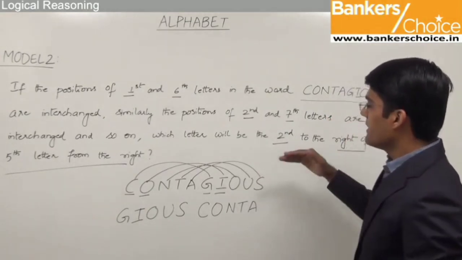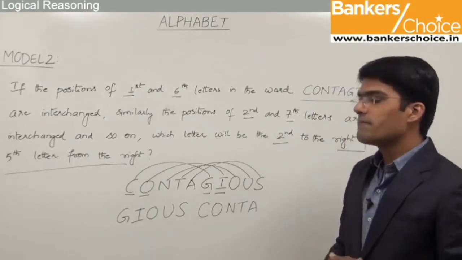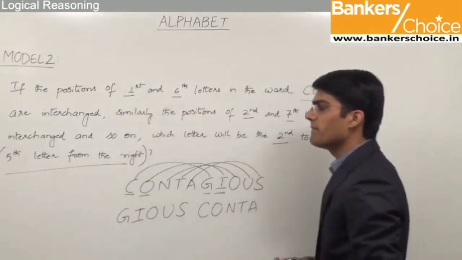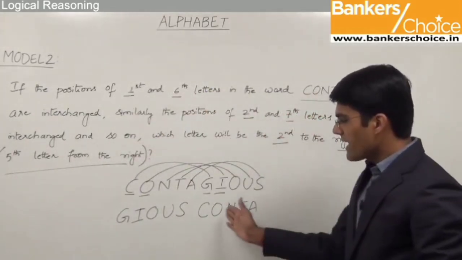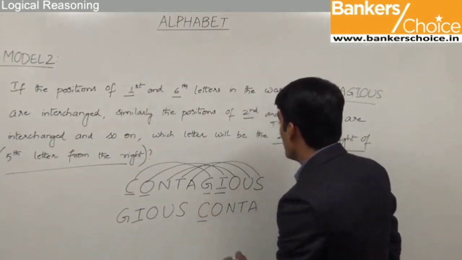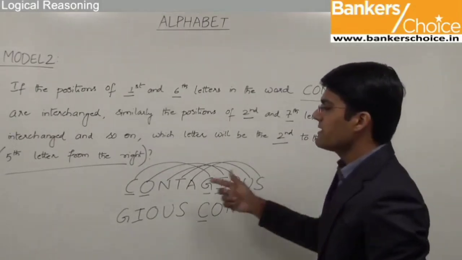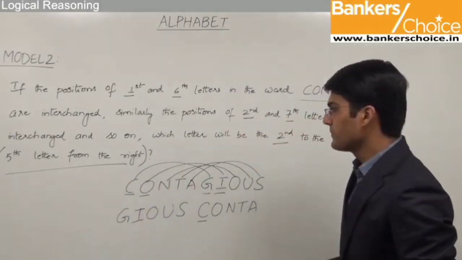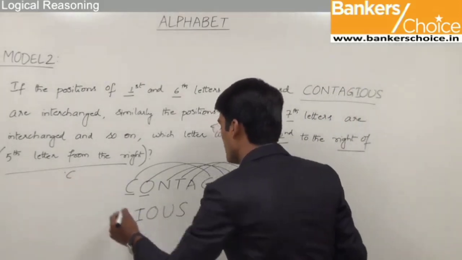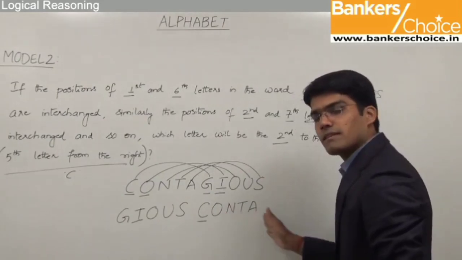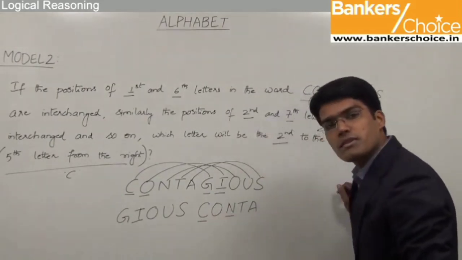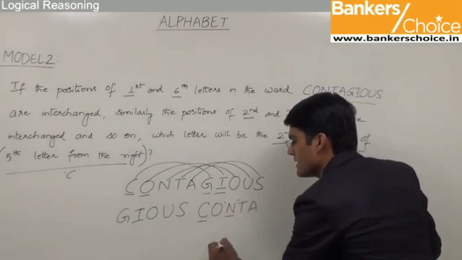Now the question is, which letter will be second to the right of fifth letter from the right? So let us first of all find out which is going to be the fifth letter from the right. Now if you go from the right end, the fifth letter is C. And now we need to find out the second to the right of C, as the fifth letter from the right is C. So which letter will be second to the right of C? Now right of C will be on this side. So the second letter to the right of C should be N, as it comes after two positions from C. So the answer here is the letter N.